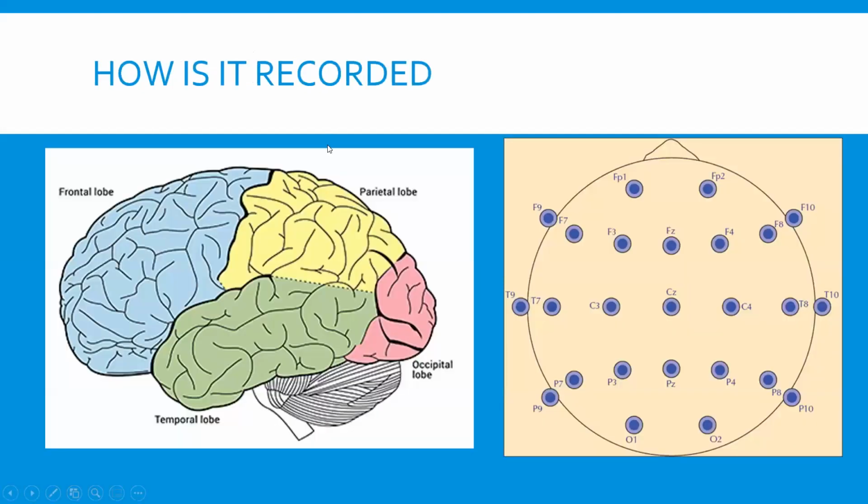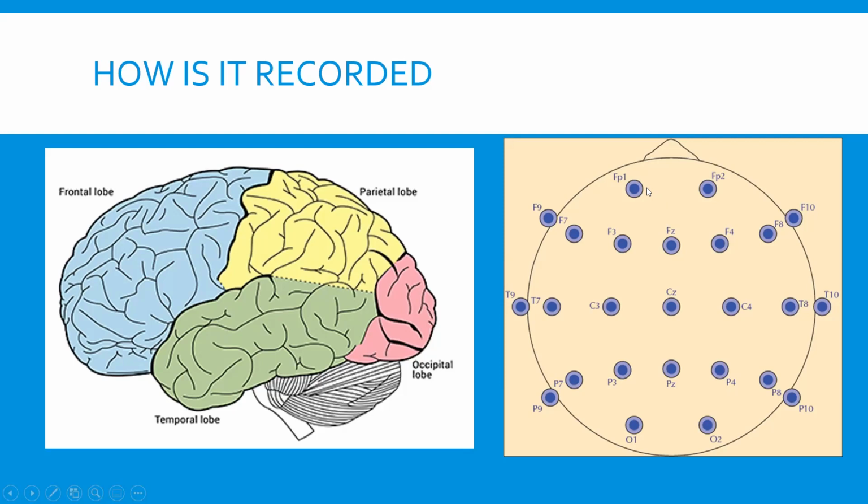Okay, so this is just more basic information about how we do an EEG. This picture of the brain is to show you the basic neuroanatomy. The neuroanatomy is really important to help us read EEGs because these electrodes are placed on certain locations of the brain. On the right is a typical diagram of where the electrodes are placed.